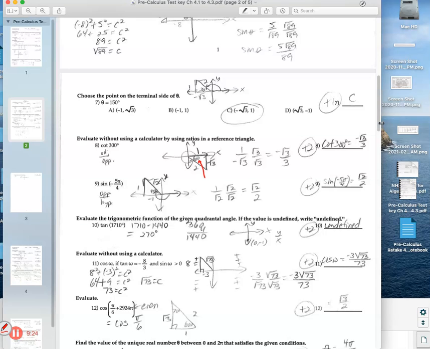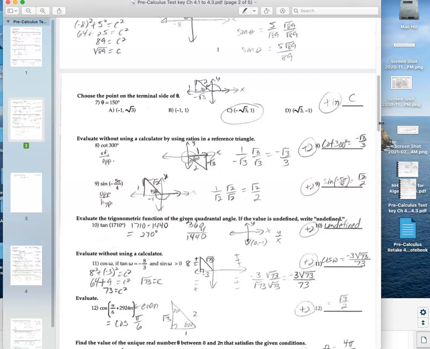Well, opposite 60 degrees is the square root of 3, but it's going to have to be negative because it's going down. And adjacent to it is a 1, and then the hypotenuse is a 2. And if we want cotangent, that's what you get when you flip tangent, which is opposite over adjacent. So we need adjacent over opposite. And that will be 1 over negative square root of 3. But of course, we rationalize the denominator, and that will give us negative square root of 3 over 3.